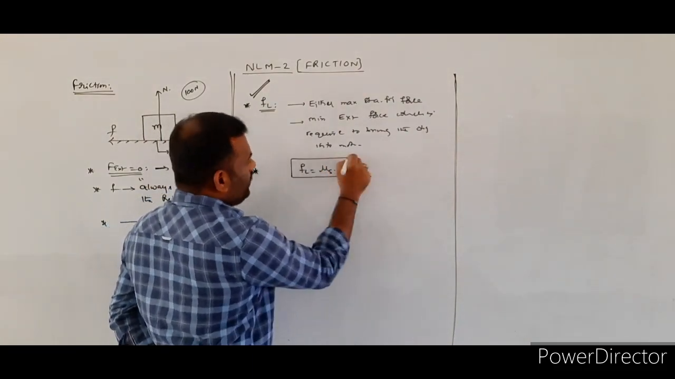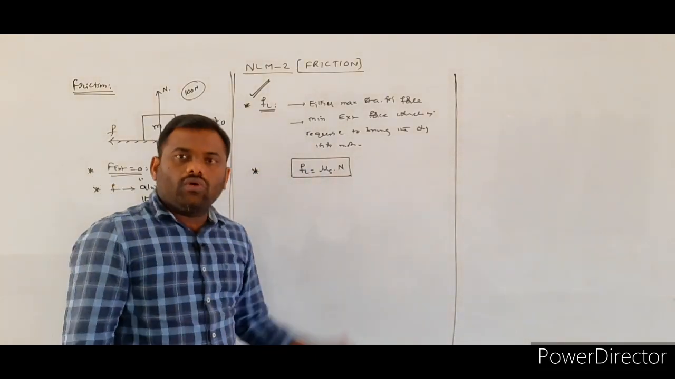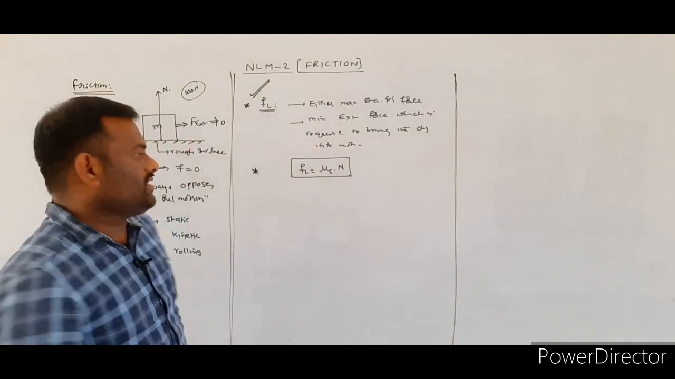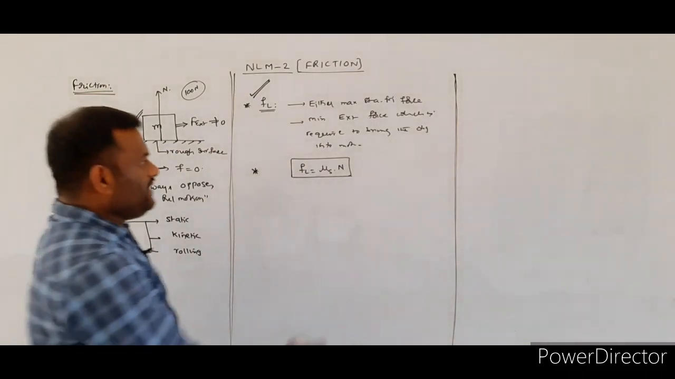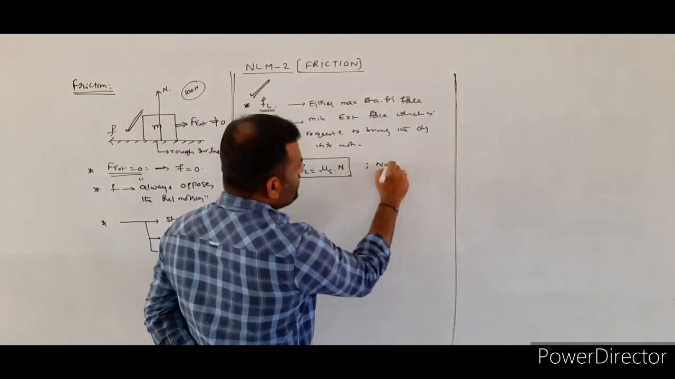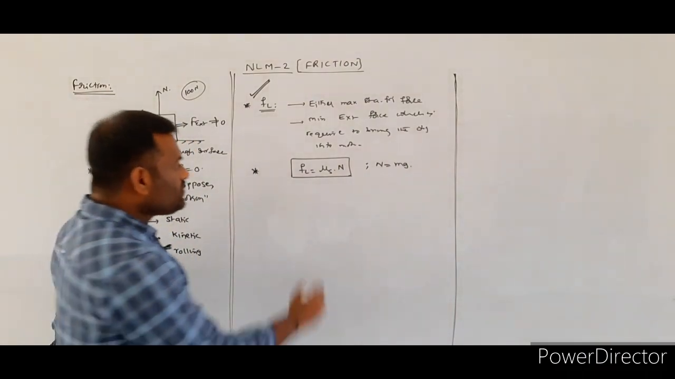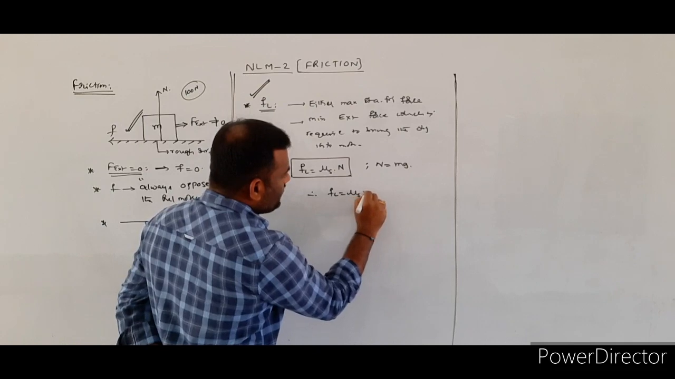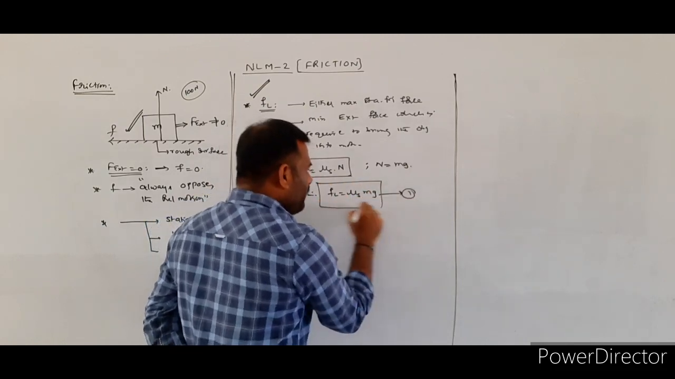Limiting friction value is equal to what? Mu s into N, where mu s is indicating the coefficient of the static friction, and N is indicating the normal reaction. So in this case, if the object is placed on the horizontal surface, the normal reaction value is equal to mg. So the limiting friction value is equal to mu s into mg. Let it be equation number 1. So this is the required force.